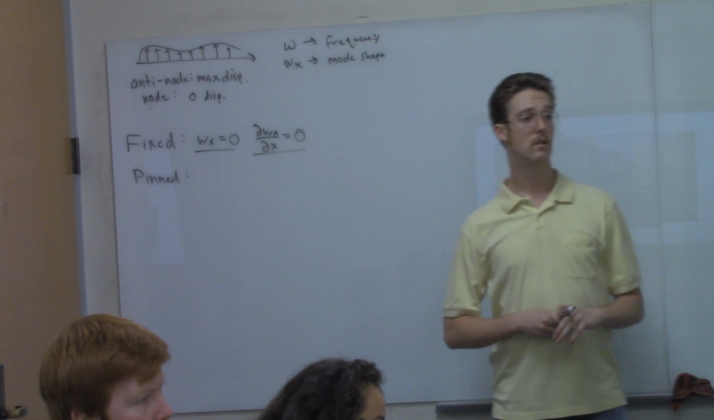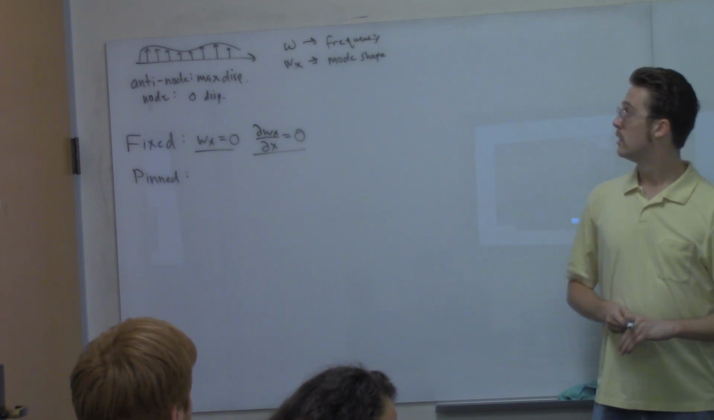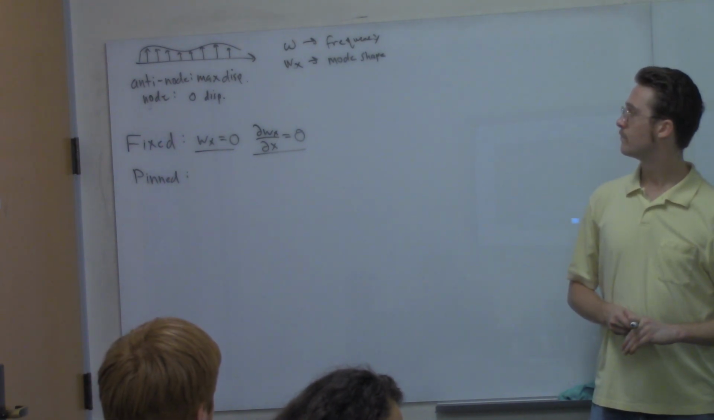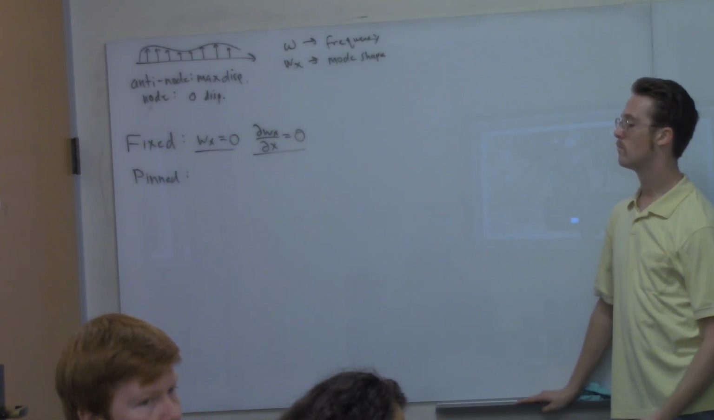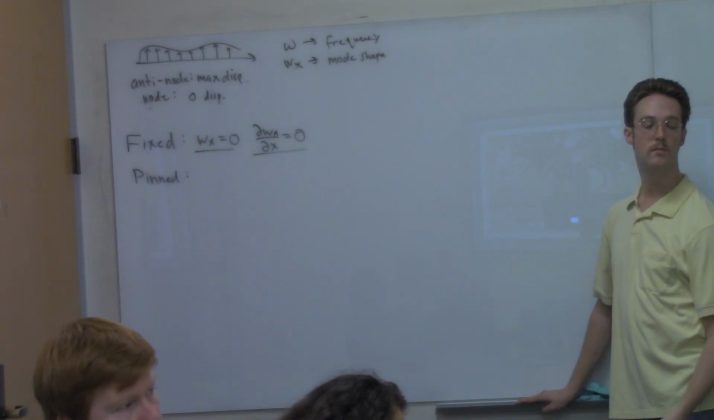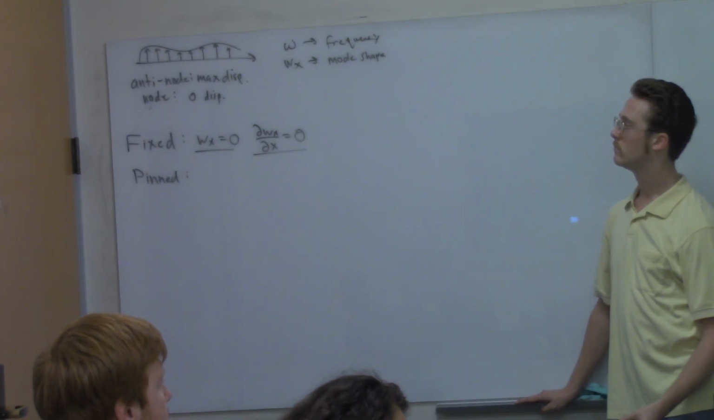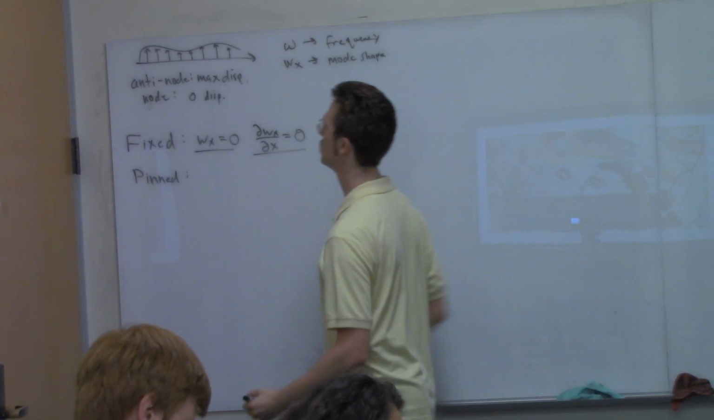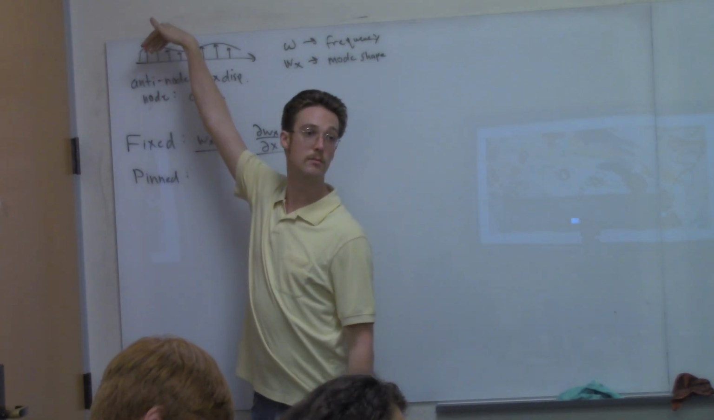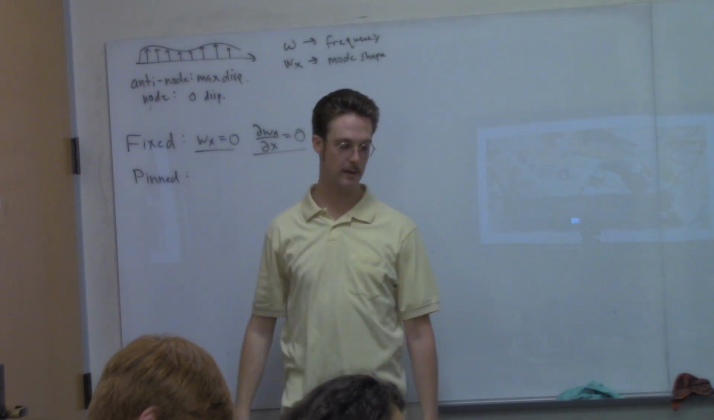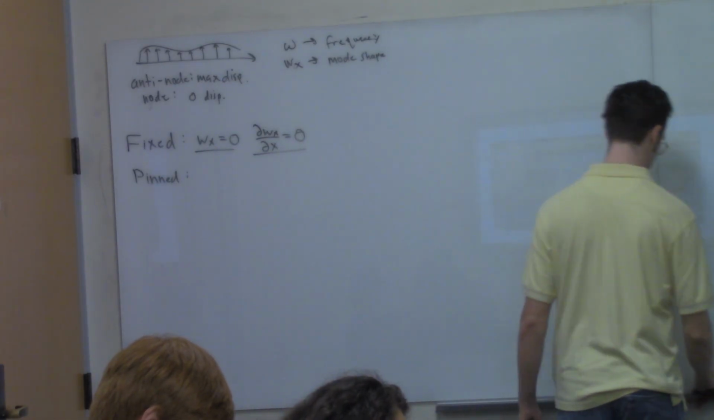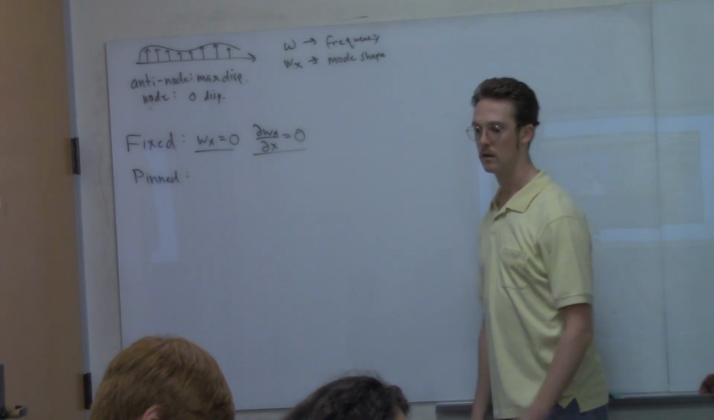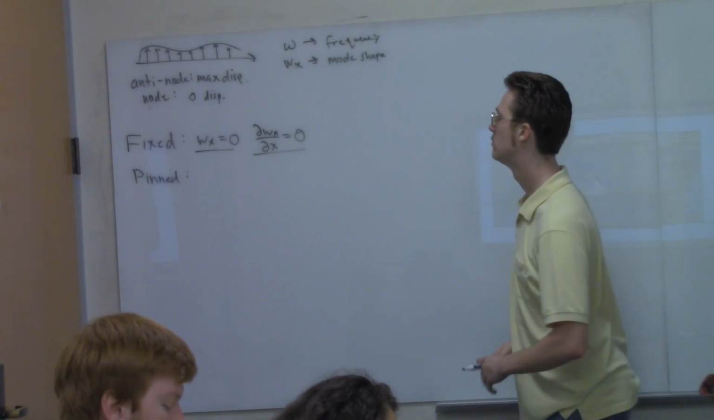Wait, does W have a unit? This is meters, isn't it? Well, Wx is meters. Wt is seconds. Oh, okay, Wx is in meters. I got you. Because it's showing you by how much it's moving, so it's the displacement away from equilibrium. Yes. Okay. Wx is displacement, and Wt is how it moves through time.